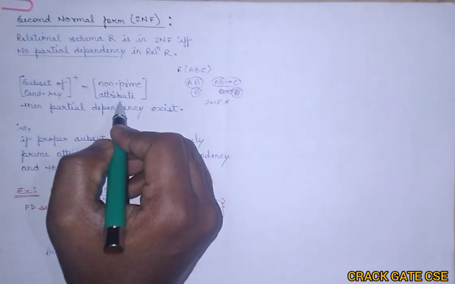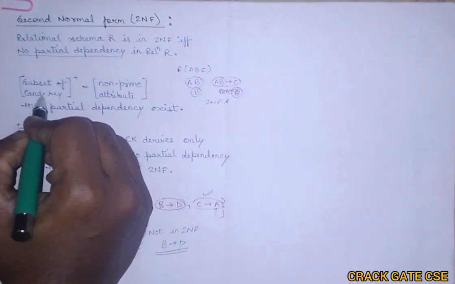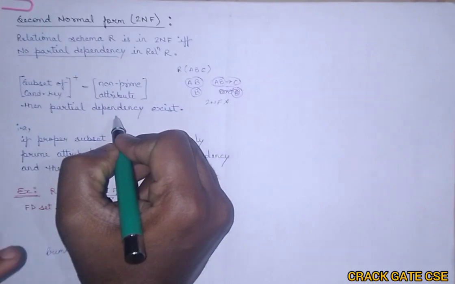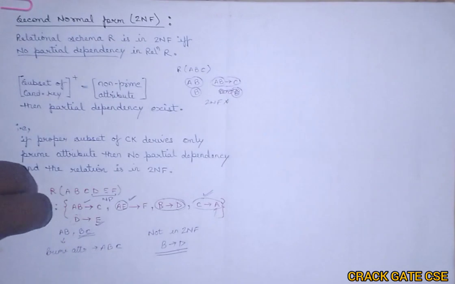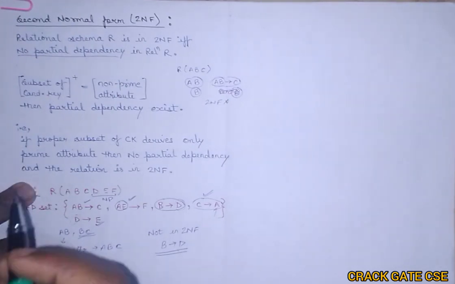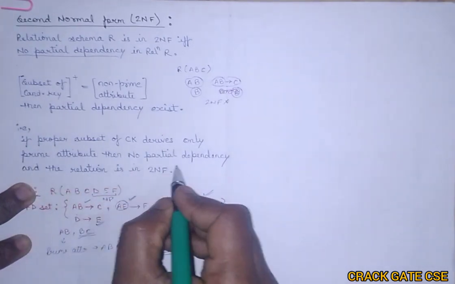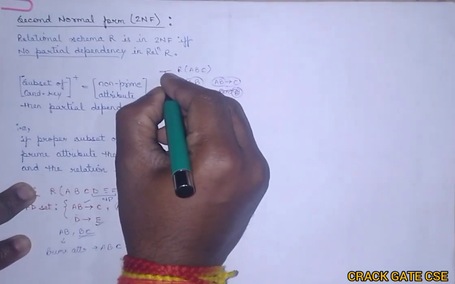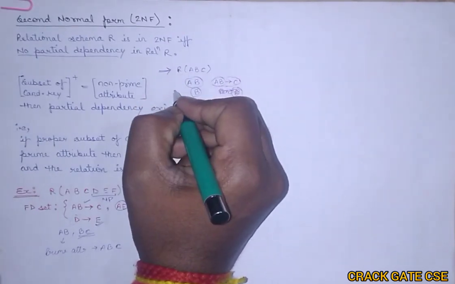What are non-prime attributes? Those which are not a part of any key. So if a proper subset of a candidate key derives any non-prime attribute, that means partial dependency exists, and then the relation is not in 2NF. If a proper subset of a candidate key derives only prime attributes, then there is no partial dependency and the relation is said to be in 2NF. Let's try to understand this with the help of an example. I have taken a relation R with three attributes A, B and C.